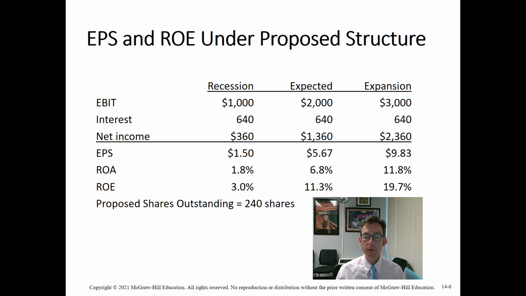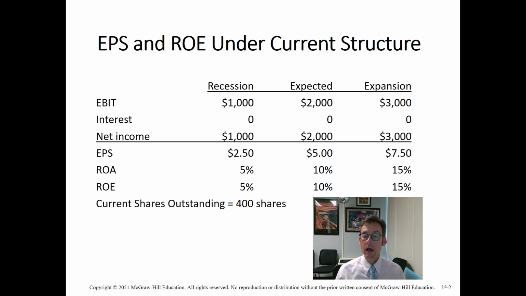However, when we move up to the expected range, we have an ROE of 11.3%. Why is that higher? Now we're starting to see the benefits of leverage. Where it was 10% previously, now it's 11.3%. And if we really want to see some good times, we just go to expansion and we've got 2,360 in net income divided by 12,000 in equity gives us ROE of 19.7%. So in conclusion, we have higher returns in 2 of the 3 states.